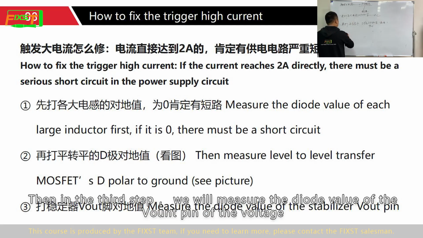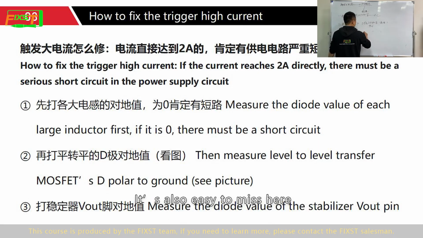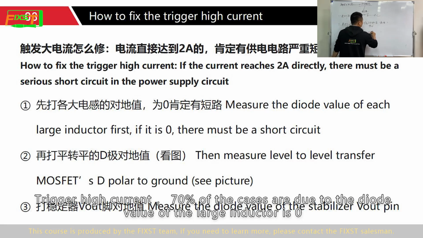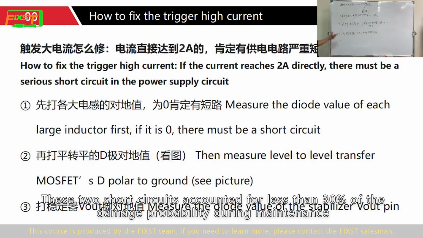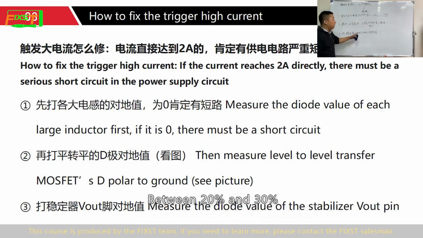Then in the third step, we'll measure the diode value of the VOUT pin of the voltage. It's also easy to miss here. Trigger high current: 70% of the cases are due to the diode value of the large inductor being zero. These two short circuits account for less than 30% of damage probability during maintenance, between 20% and 30%.